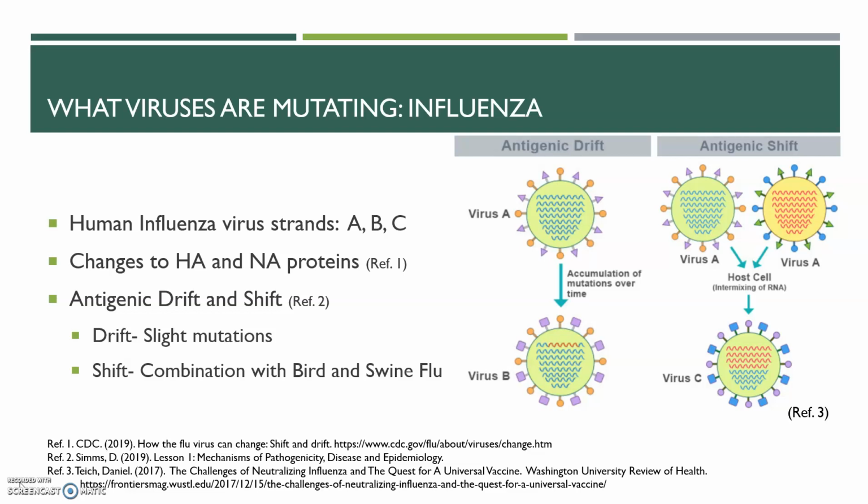One way that the virus mutates is antigenic drift, and this is a very slight change that happens over time to this virus, and this is not very dangerous because the virus is of the same sort. So a human influenza virus, if it just goes under antigenic drift, it's not as dangerous as if it would go through antigenic shift. Now, antigenic shift, as we can see on the top right of your screen, is two separate viruses combining to make a totally new virus.